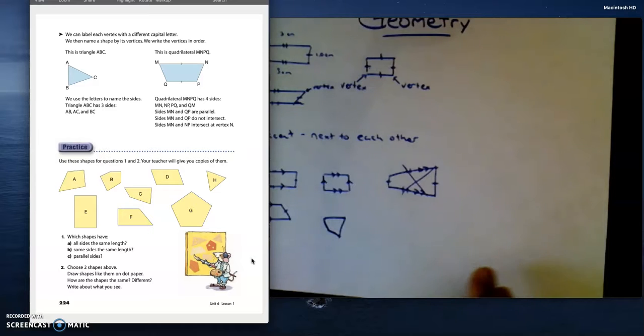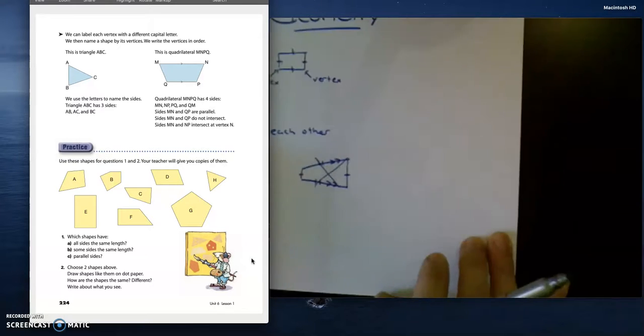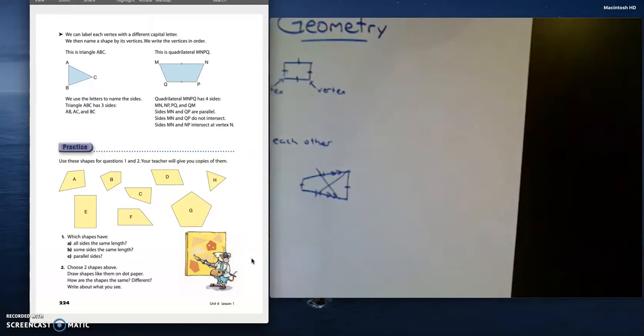Last part here, I really like this part. Makes for fun questions. We can label each vertex with a different capital letter. We then name a shape by its vertices. We write the vertices in order. So they have the example of triangle ABC. Okay, so they're going counterclockwise for their labeling this time. So ABC is the name of that triangle. This is quadrilateral. A quadrilateral is a four-sided shape. This is quadrilateral MNPQ. All right.